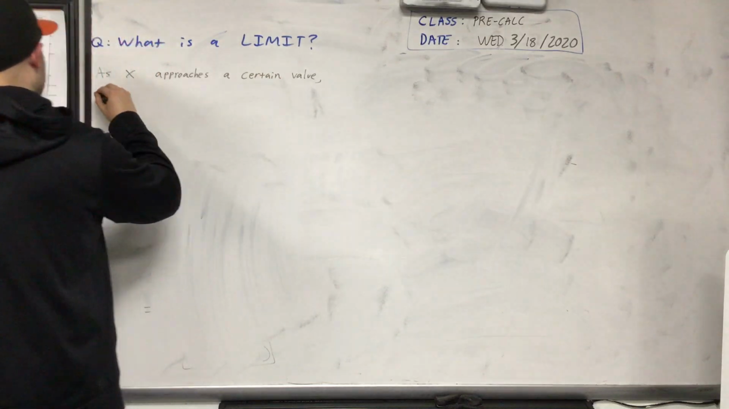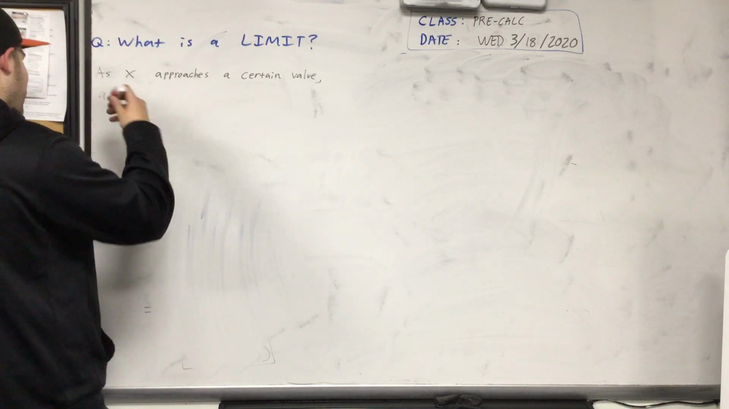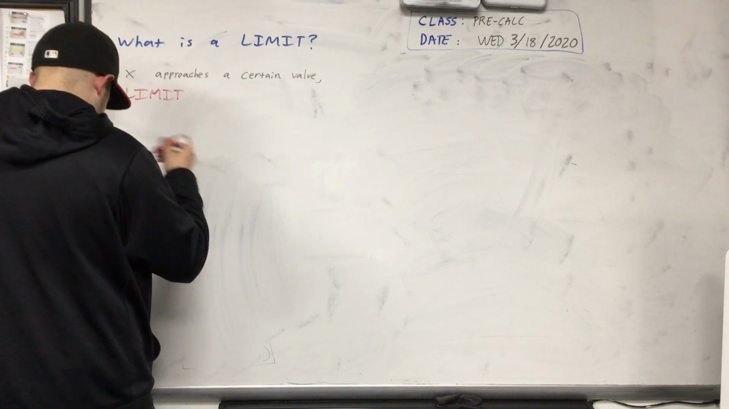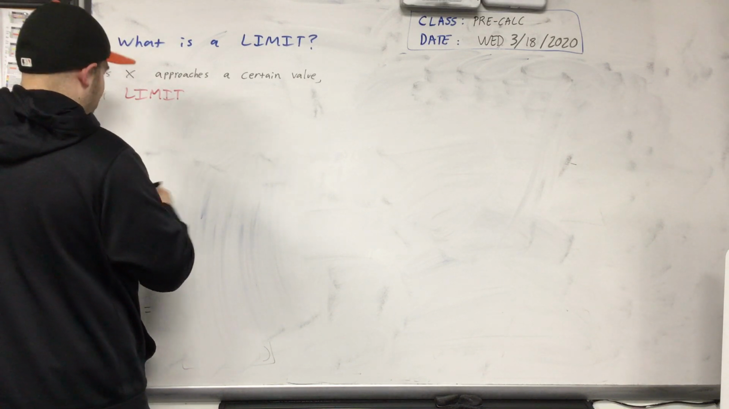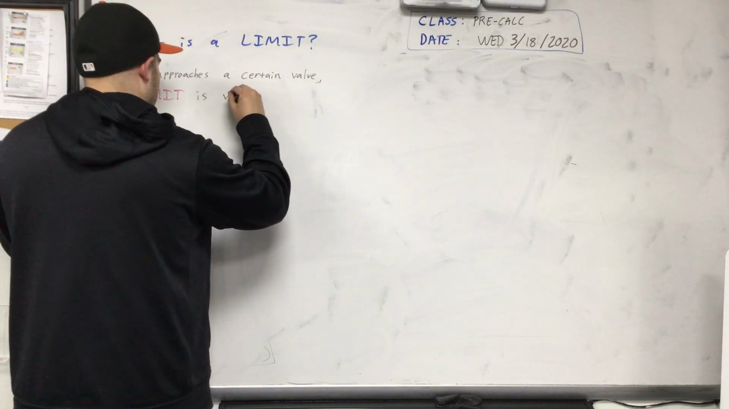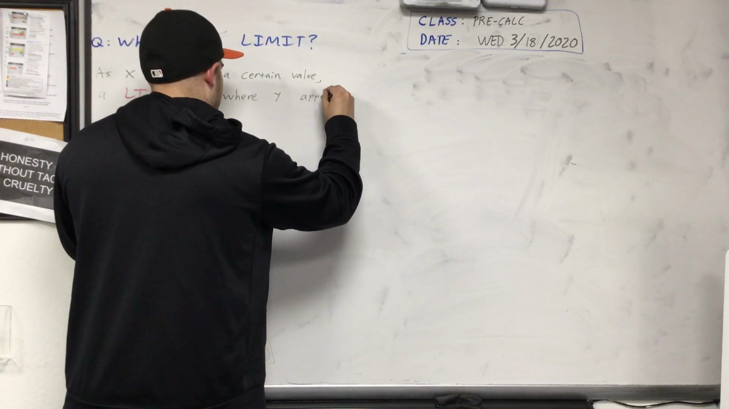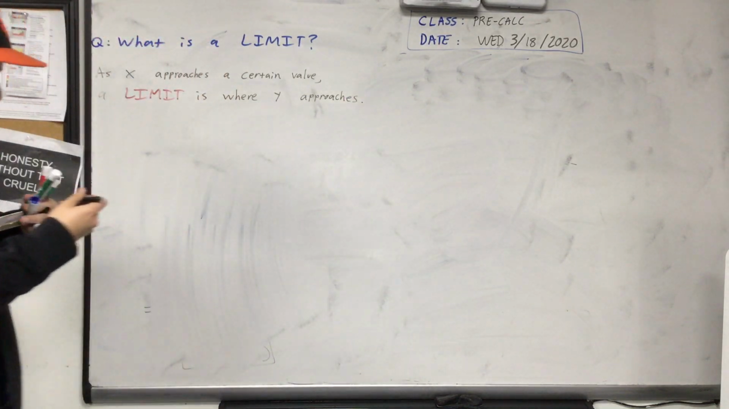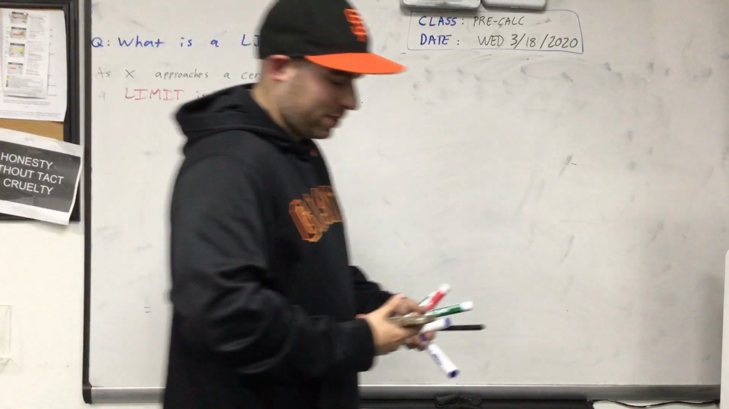a limit is where does y want to go? So a limit is where y approaches. So a lot of people get confused because there is no y in the problem. It's where it wants to map out.